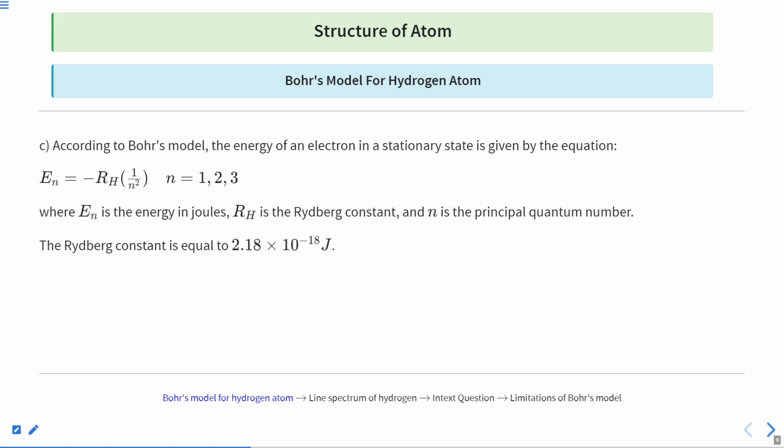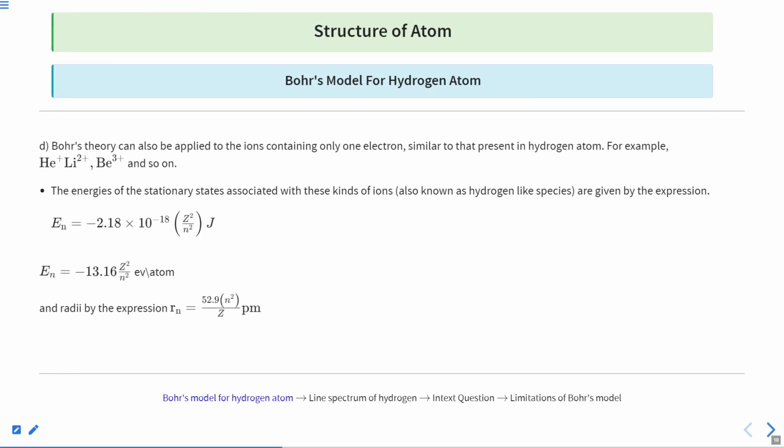Now, if you are talking about the energy of the nth state, then the formula is En, the energy of the nth state, equals minus RH. RH is the Rydberg constant, which is equal to 2.18 into 10 to the power minus 18 joule. If you want to calculate the energy in joule, then multiply by 1 by n square. n is the quantum number of the stationary state whose energy you want to calculate. Clear? Just use this formula, you will find the energy of the nth state. Clear?